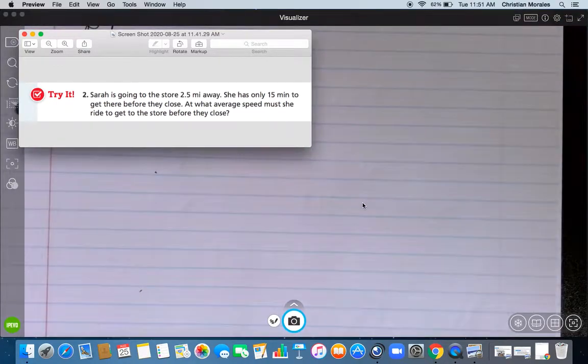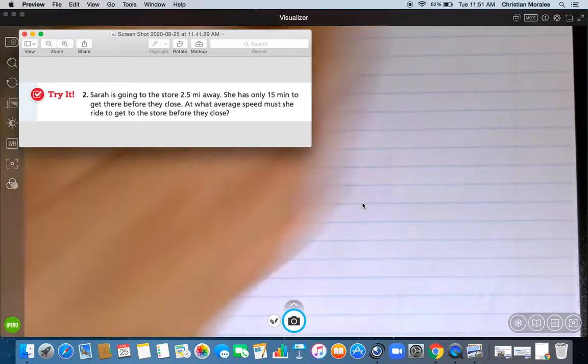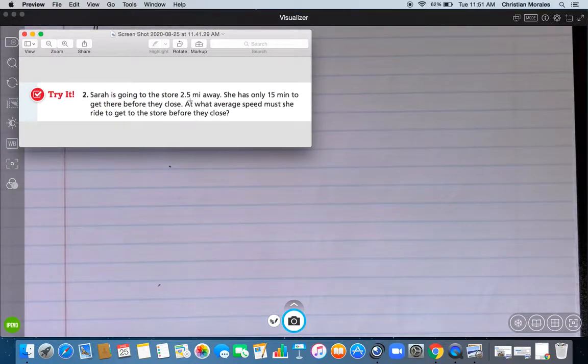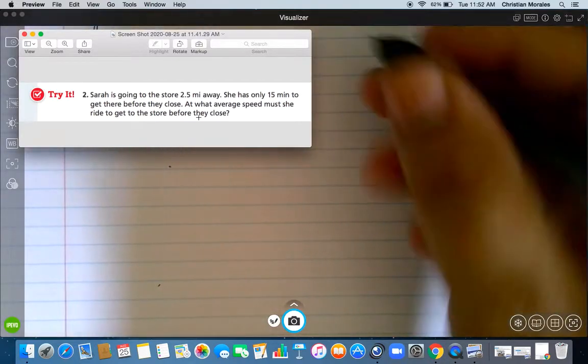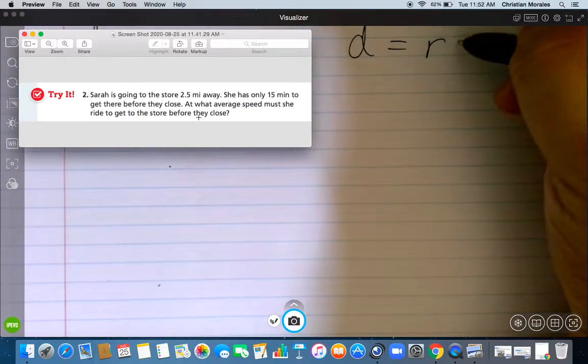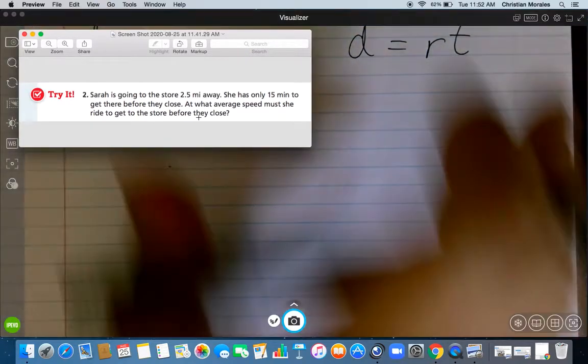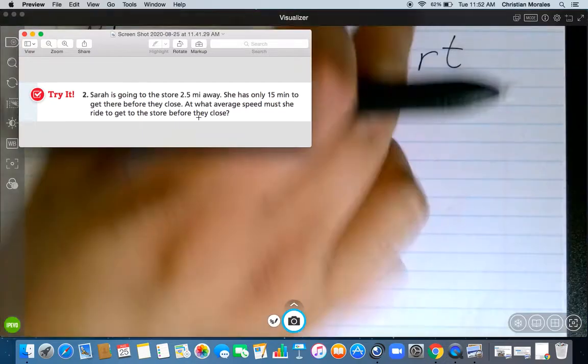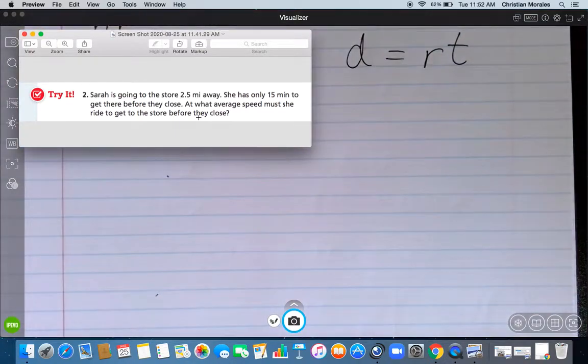All right. So now for this question, it's asking, Sarah is going to the store that is 2.5 miles away. She only has 15 minutes to get there before they close. What average speed must she ride to get to the store before they close? So this is actually going back to an old formula for us, guys. This is going back to distance equals the rate times the time. We used this before in another problem, if you remember, when we were going to someone's house and trying to figure that out.